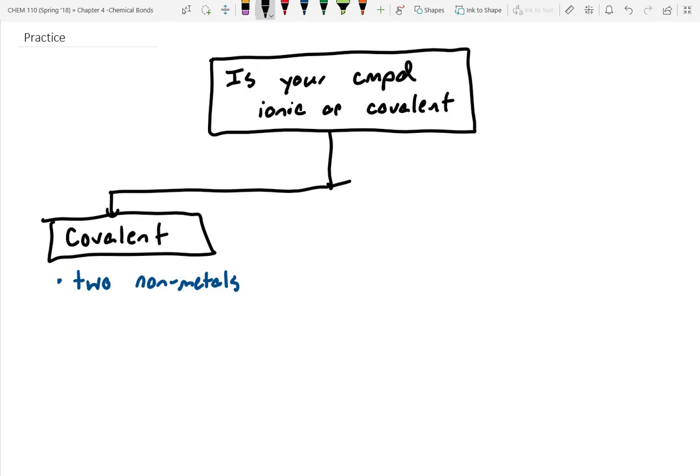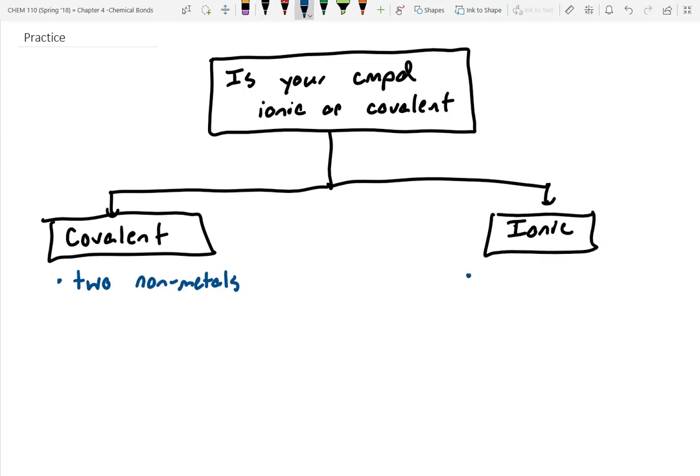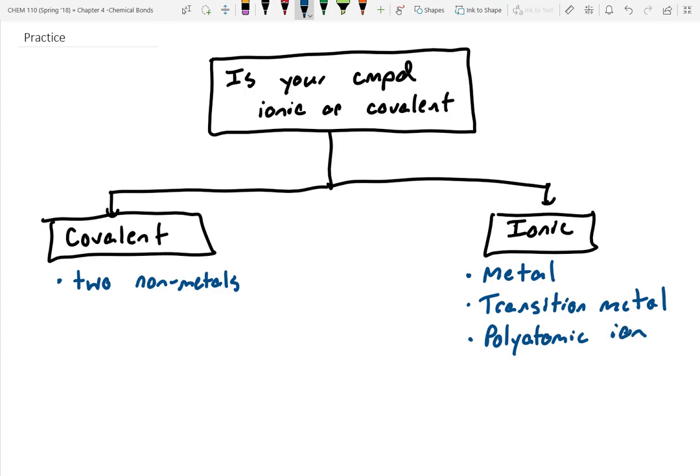So covalent compounds can contain two nonmetals. Ionic are different. Ionic compounds contain a metal, a transition metal, or a polyatomic ion. Does that make sense? And if you remember, the trick with polyatomic ions is if you have more than two atoms, there's likely going to be a polyatomic ion there.